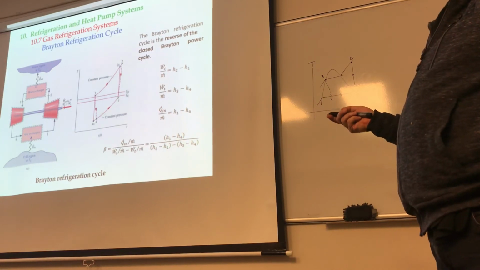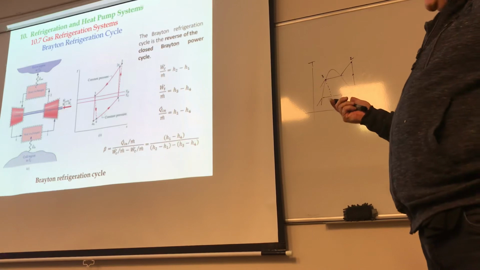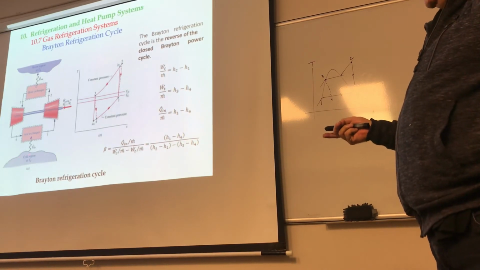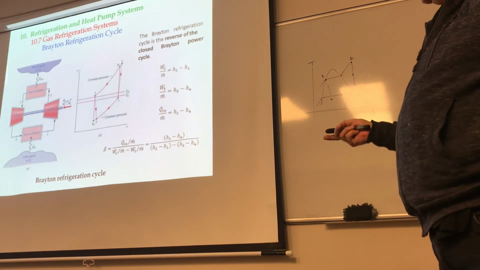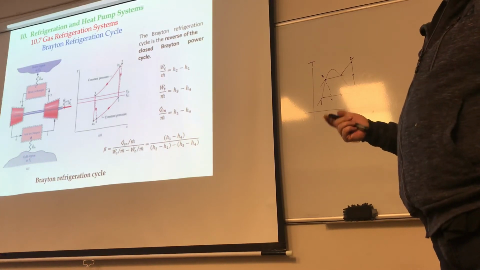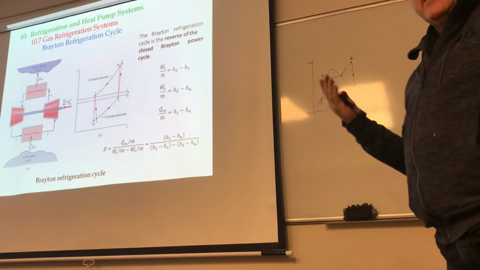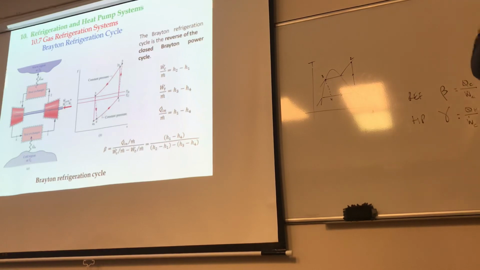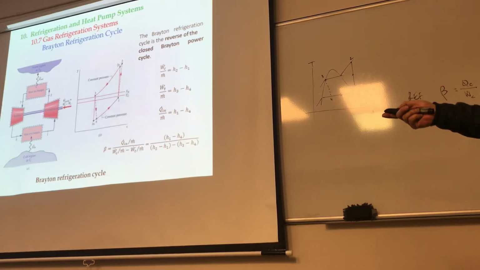H2 minus H3, and so forth, right? Because this is a refrigeration cycle, and the goal is to keep this cool. Now, what is the coefficient of performance? Is it a beta or a gamma? It's obviously a beta, because beta goes with refrigerators and gamma with heat pumps. So it's going to be the Q in divided by the net work. It's not divided by WC or that.